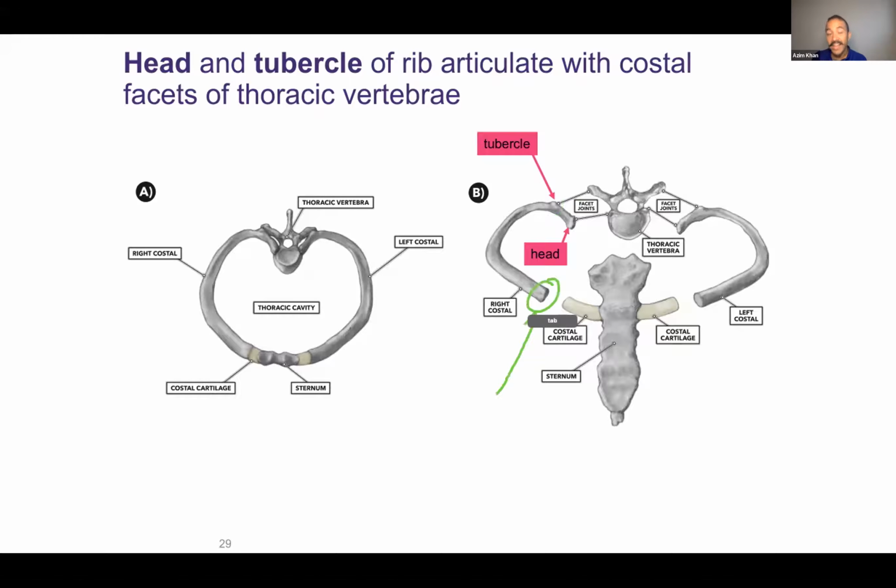The other end, the anterior end of the rib, articulates with costal cartilage, and then the costal cartilage articulates with the sternum. So there's a piece of cartilage in between the rib and the sternum.